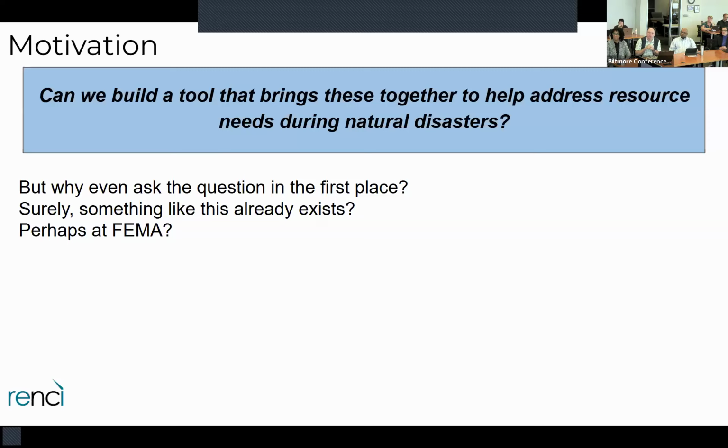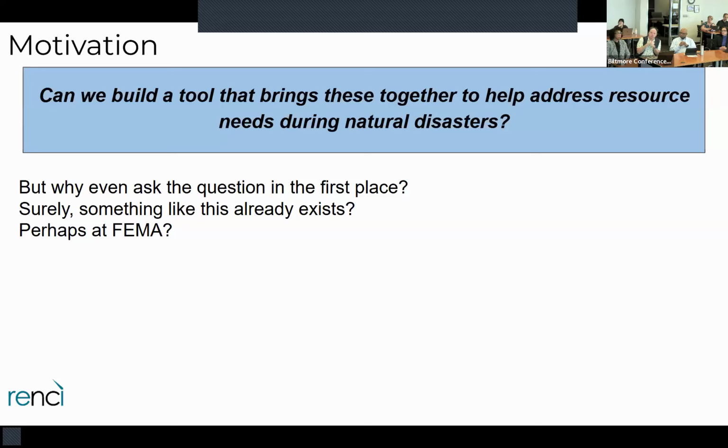But why would we even ask this question? Because surely something like this exists. I'm thinking specifically about the situation, I'm going to pick coastal North Carolina, during coastal emergencies or disasters, where resources are deployed by some agent, whether or not it's federal or otherwise. Do these tools exist? Is there a tool that helps them manage this conceptual problem? Maybe FEMA's got one. They've got flood insurance rate maps. They've got damage assessment tools. So surely something like this exists.